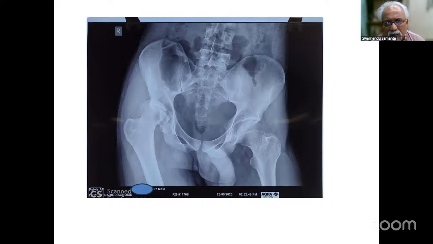That has to be checked and mentioned in your emergency paper, that you have checked the sciatic nerve, whether it is intact or there is some problem with it.